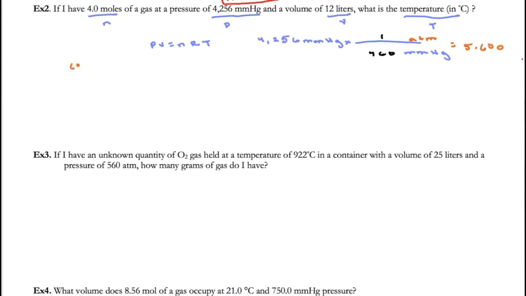So now I can plug it into my equation, so 5.600. I know my volume is 12 liters. In this problem, I know my number of moles, it's 4.0 moles. My R is my gas law constant, 0.0821. And then I'm going to solve for my temperature. Okay, so I'm going to take 5.6 and I'm going to multiply it by 12. And what I get is 67.2. Okay. That equals, I'm going to take 4.0 and multiply it by 0.0821. And what I get is 0.3284.